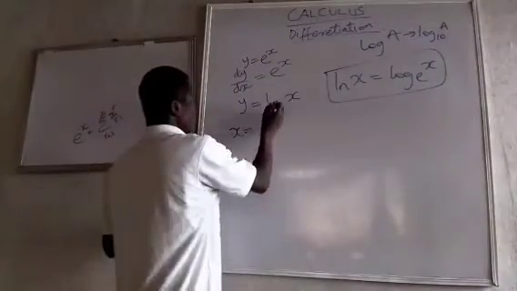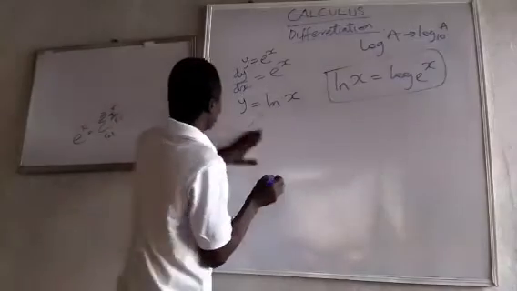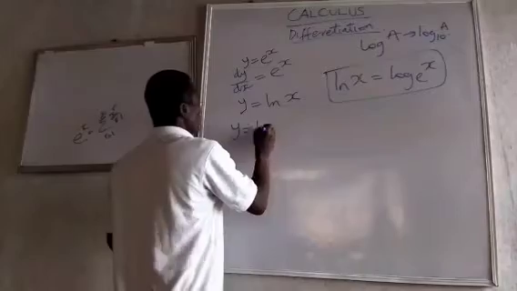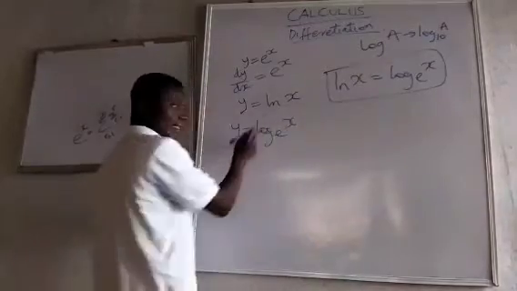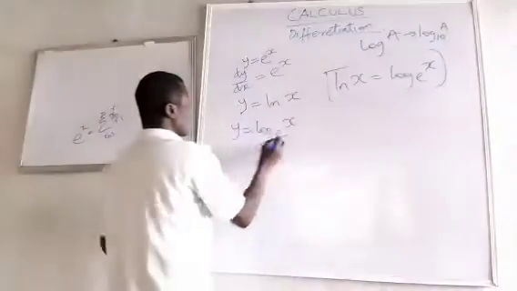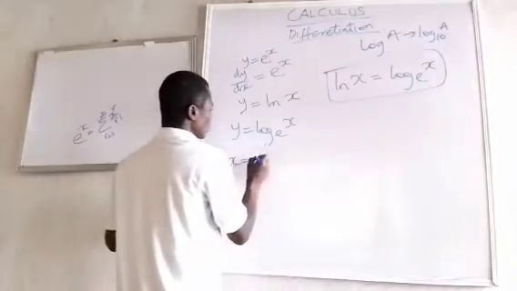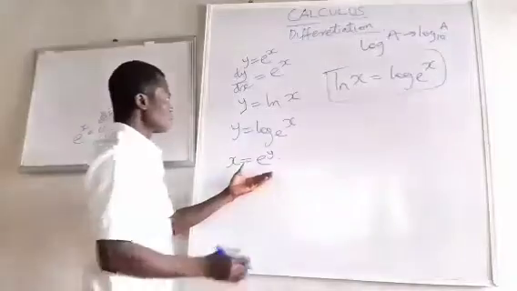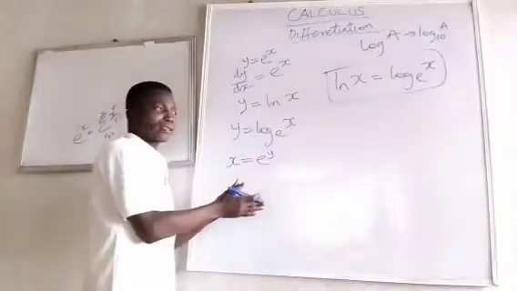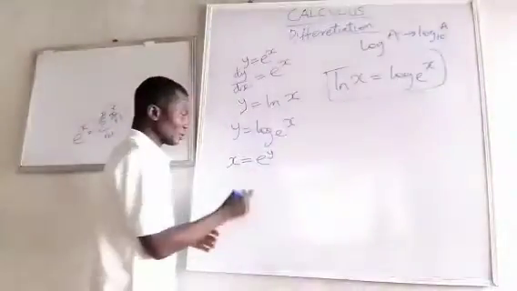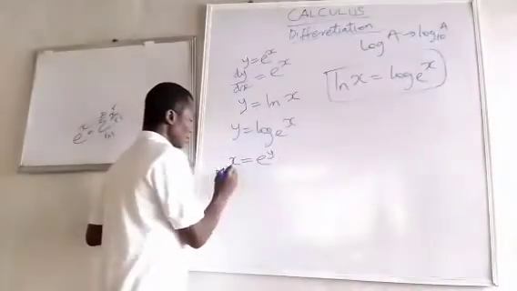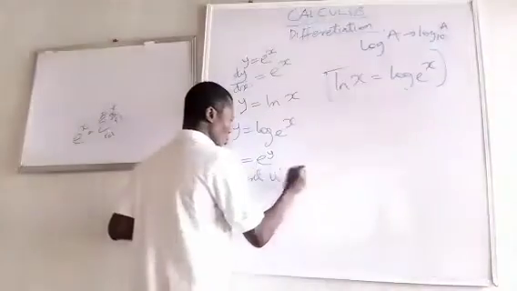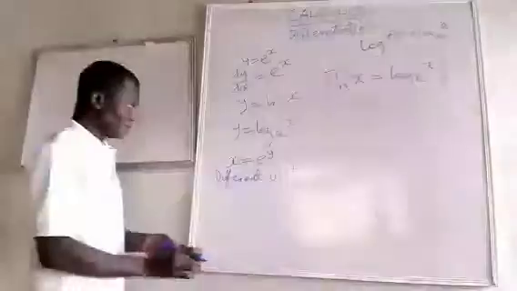Let y equal log_e x. So it's the same thing I'm writing now. I can now write that x equals e raised to power y. You can see. Now, because I have this situation, let me differentiate both sides with respect to y.